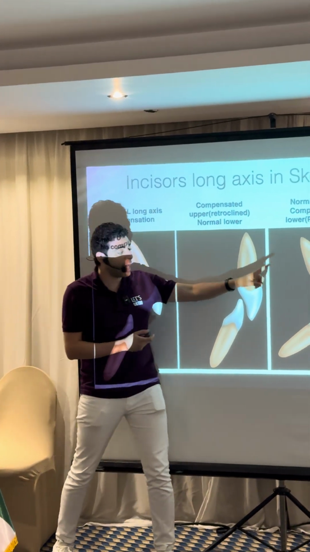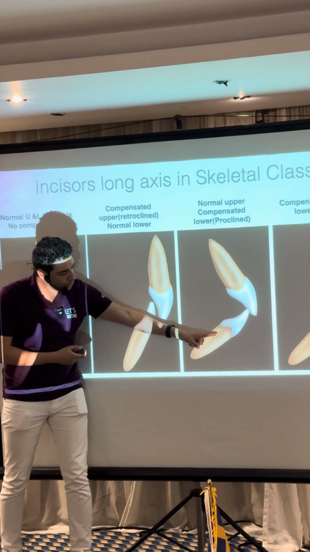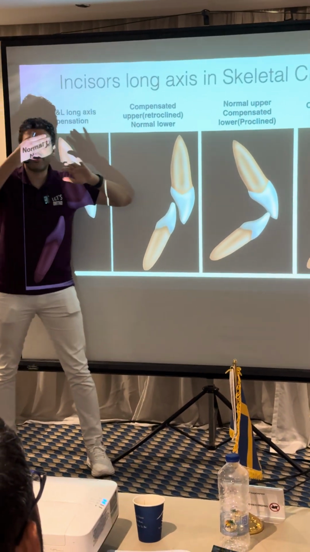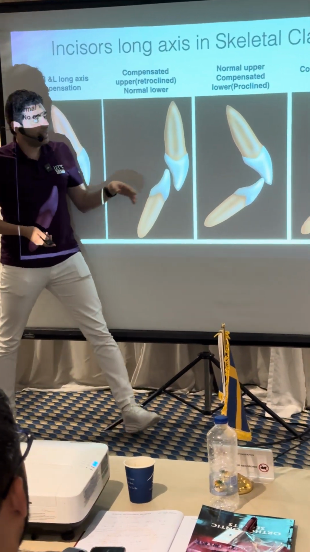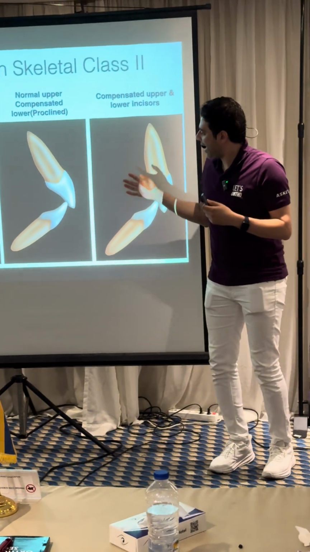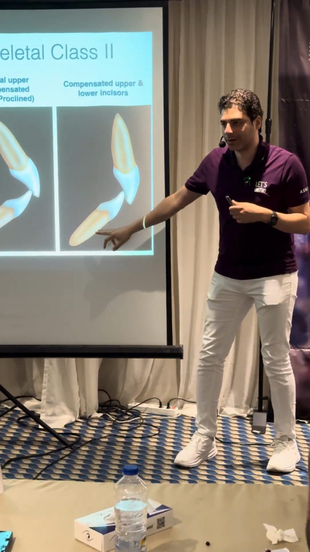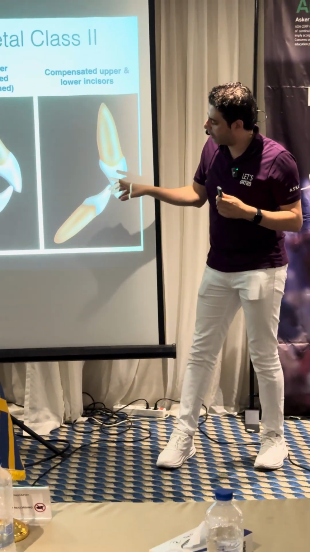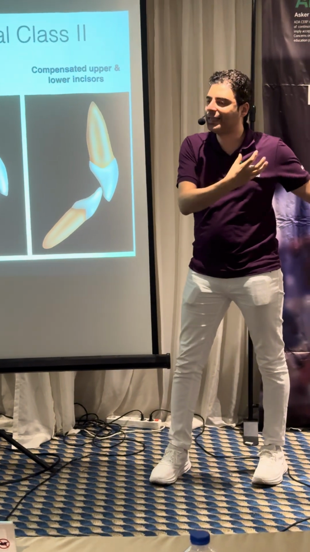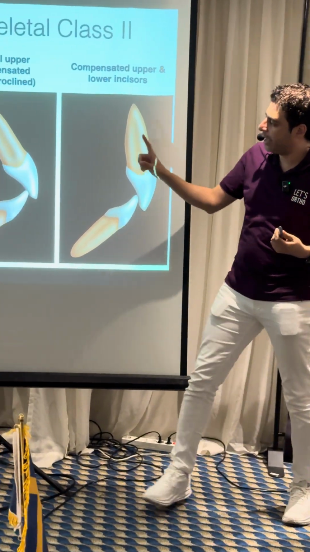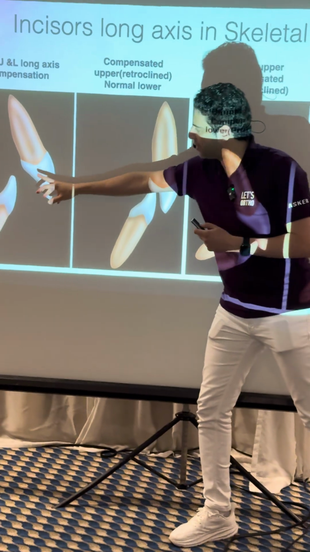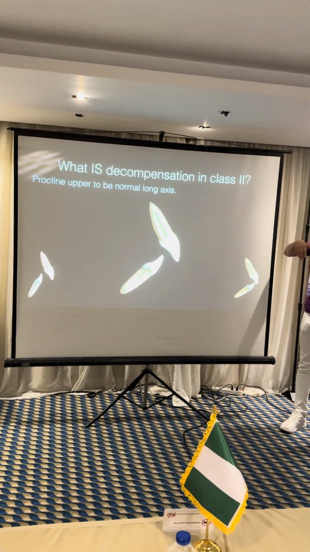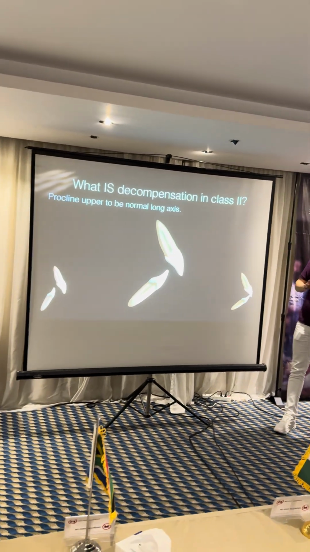In other cases, compensation happens from the lower. The tongue pushes the lower incisors forward, so the overjet becomes normal, but the profile is not normal. And for the third option, we have compensation from the upper and from the lower. The upper starts to retrocline and the lower starts to procline, so the overjet is normal. At the same time, the patient has a skeletal problem. So that's three scenarios of compensation, and that's the skeletal problem without compensation. So you have either retroclined upper, proclined lower, or both.